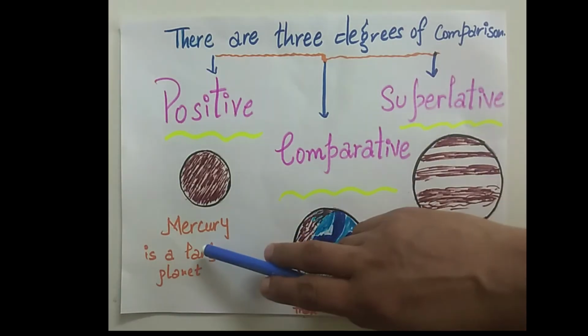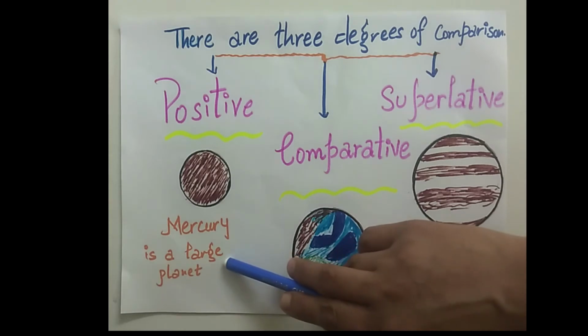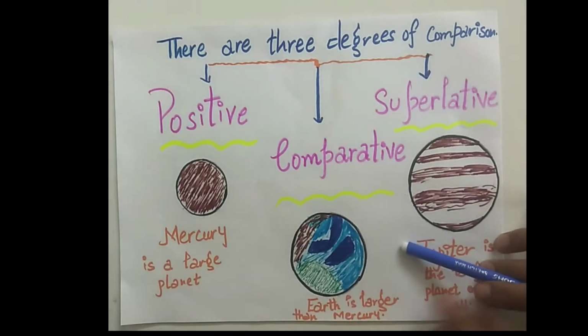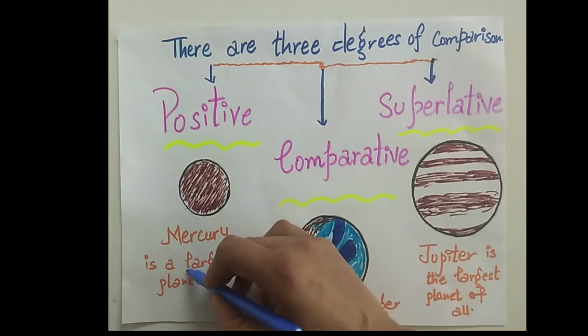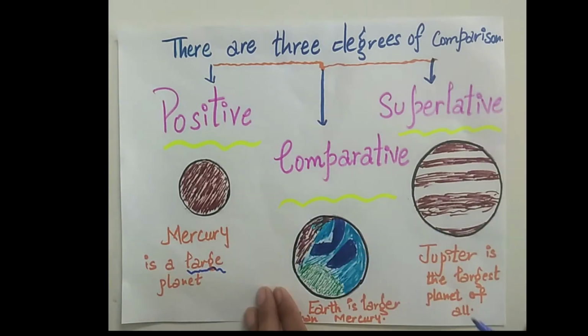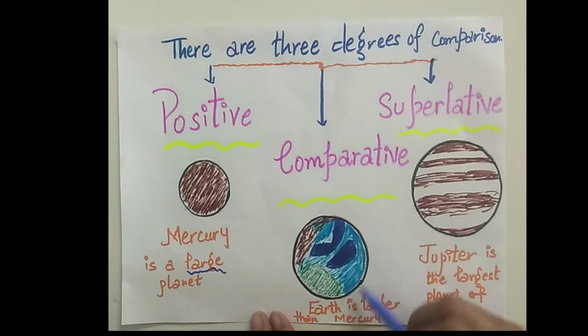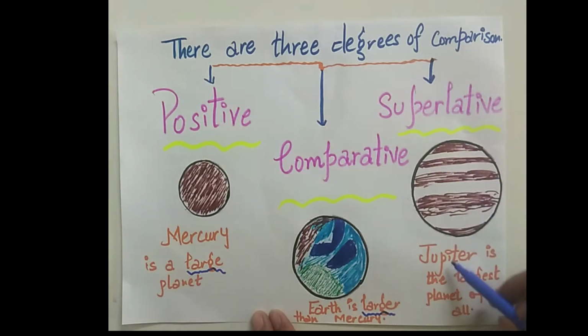Here I have taken an example of large, and if we put it into sentences, we will say Mercury is a large planet. Here the second picture is of Earth. Earth is larger than Mercury. And the third picture is of Jupiter. Jupiter is the largest planet of all.